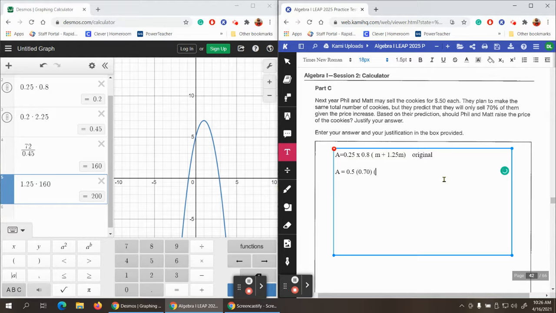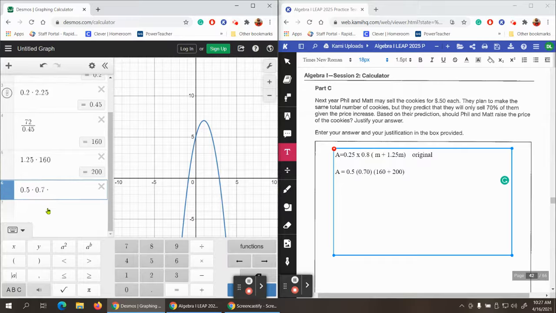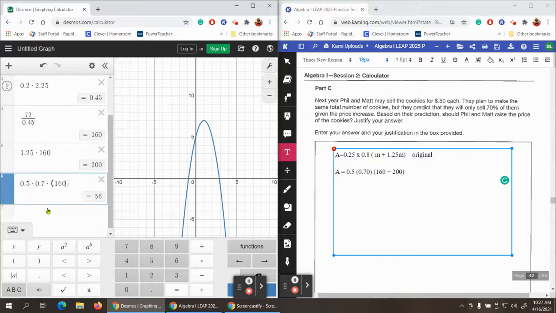Well, we know the number of cookies now, 160 plus 200, right? All right, so now I'm just going to put all this into Desmos, and I'm going to say 0.5 times 0.7 times parentheses 160 plus 200. Let's put that all in Desmos, and they're going to make $126. All right, they're going to make $126.